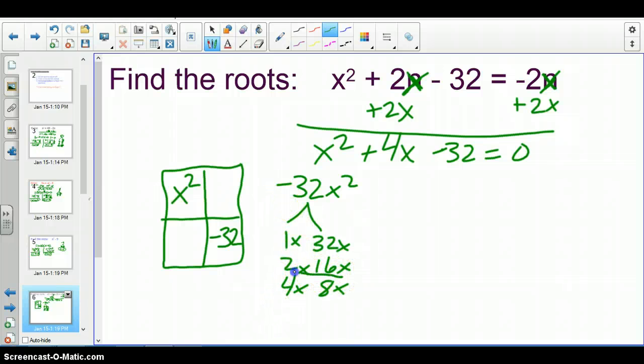Well, you can see that 4 and 8 are the only ones that can get us to 4, but one of them needs to be negative, one of them needs to be positive, because when we multiply we get a negative. But we need a positive 4 when they add, so that means the 8 is going to be positive and the 4 is going to be negative. So go and take these two numbers and put them in any box. It doesn't matter what box they go in.